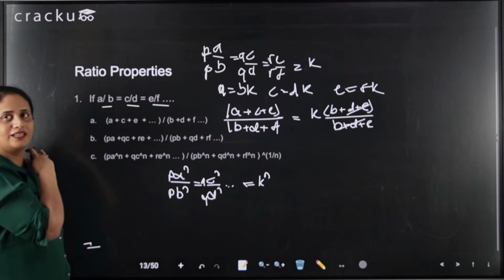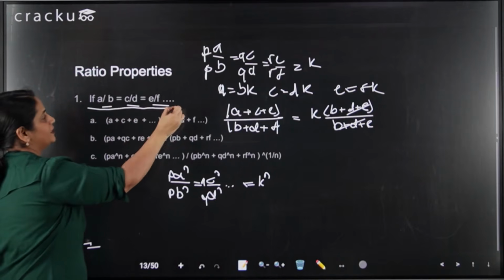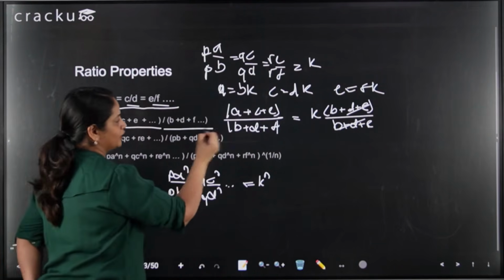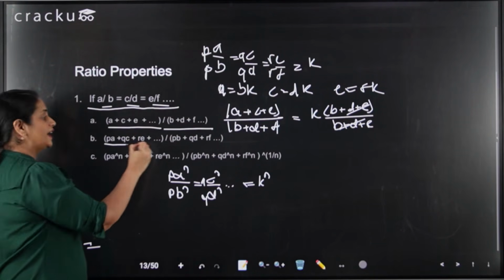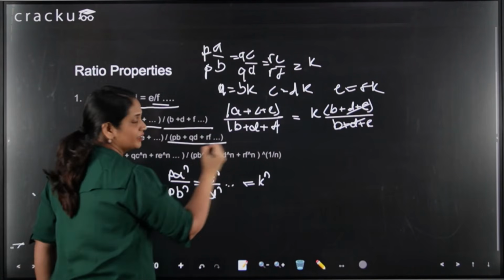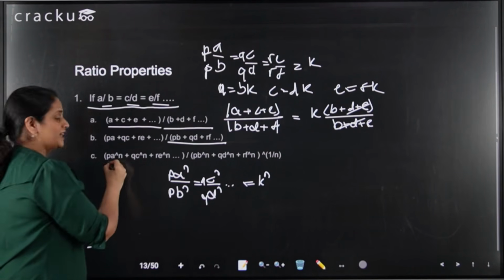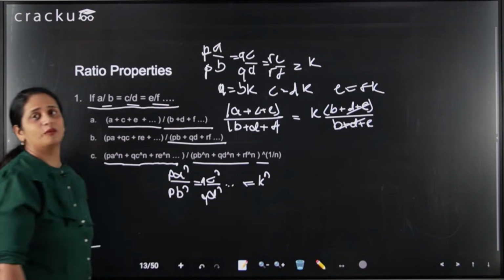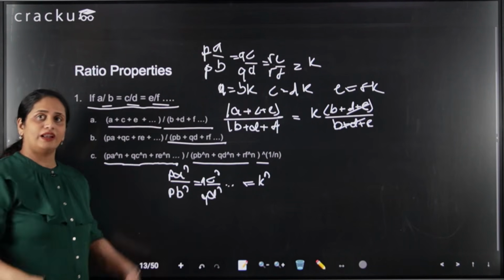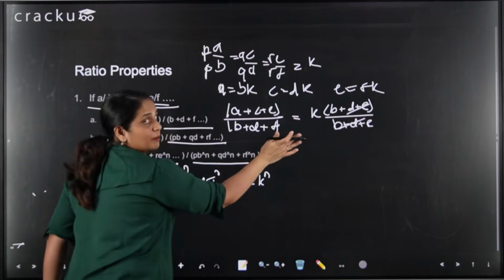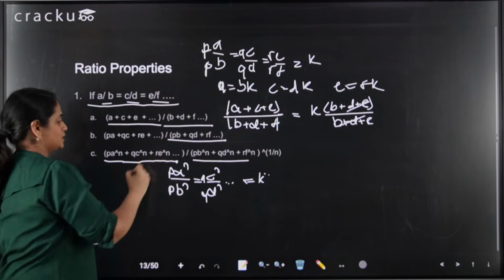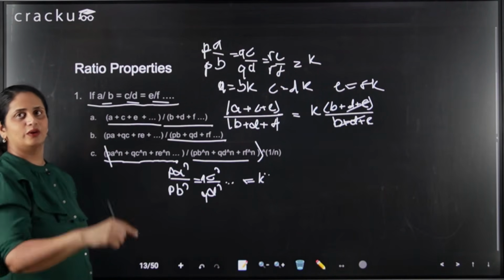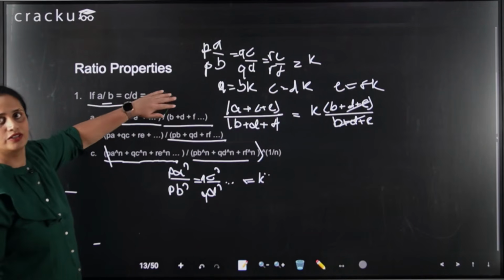So again, if A by B is equal to C by D is equal to E by F, it is equal to the sum of the numerators divided by the sum of the denominators. It is equal to a weighted sum of the numerators divided by a weighted sum of the denominators. It is equal to a weighted sum of each individual part raised to n divided by the weighted sum of each denominator raised to n, the whole raised to 1 by n. Because if I just take this without this part, 1 by n, this part over here is K raised to n. So K raised to n raised to 1 by n, I am taking the nth root, I get K again, which is equal to my original ratio.